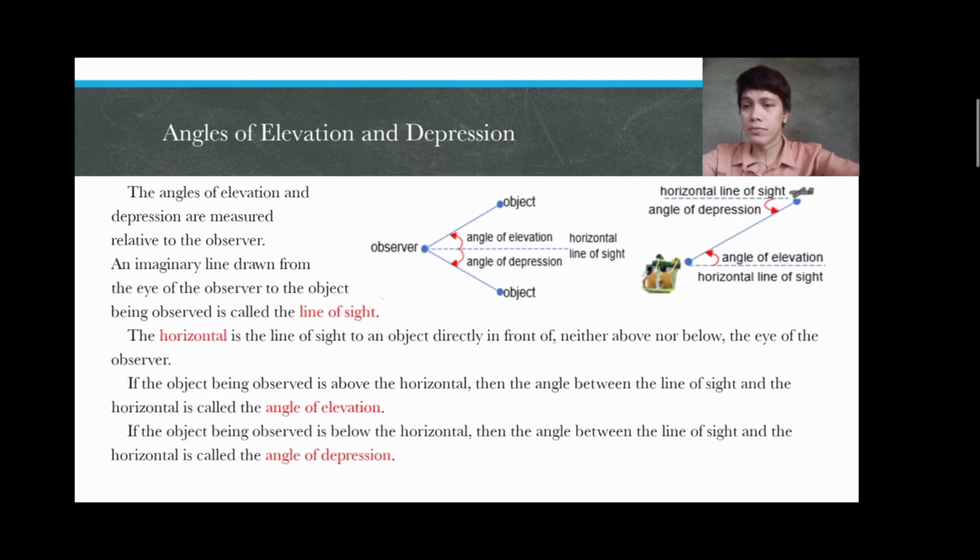If the object being observed is above the horizontal, then the angle between the line of sight and the horizontal is called the angle of elevation. If the object being observed is below the horizontal, then the angle between the line of sight and the horizontal is called the angle of depression.